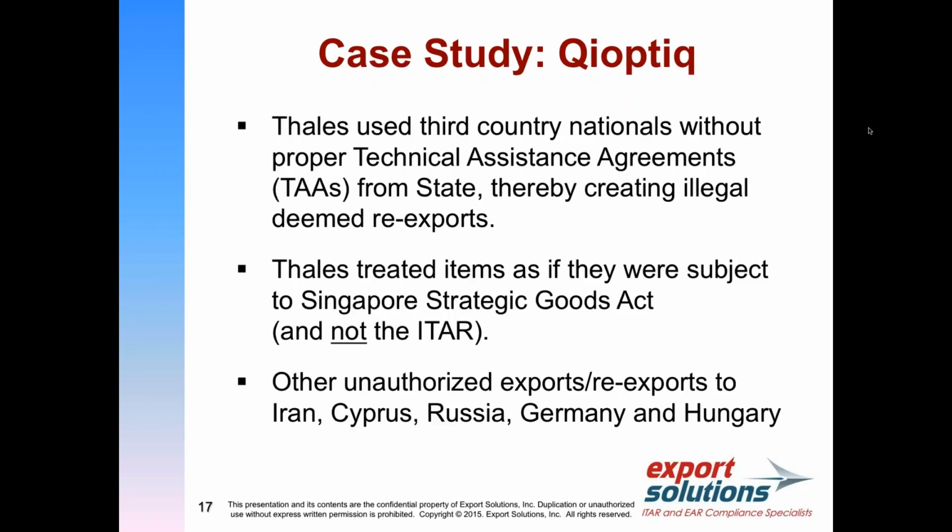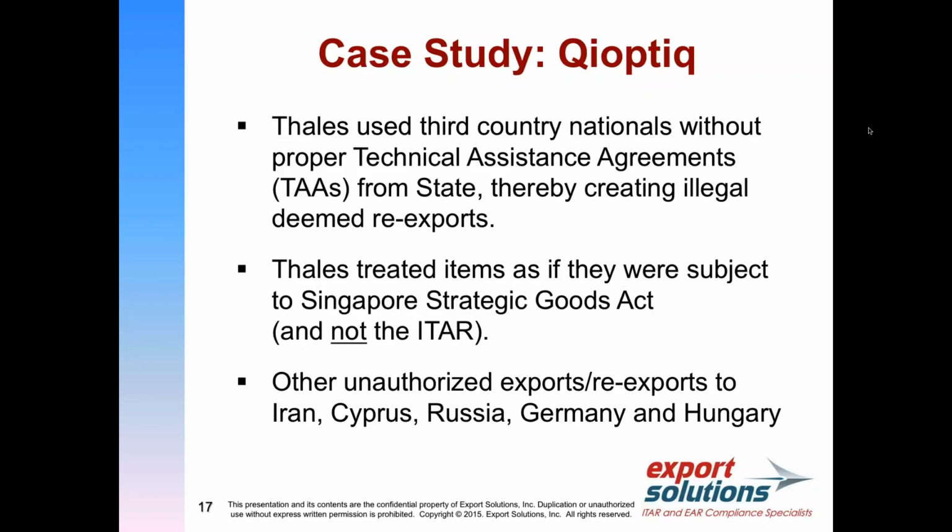A little more on this. Thales issued third country nationals without proper TAAs in place from the Department of State, and thereby they created illegal deemed re-exports. We'll talk about what deemed re-exports are in a couple of slides, but something doesn't actually have to change hands for it to be a deemed re-export. They treated the items as if they were subject to the Singapore Strategic Goods Act, not the ITAR. Remember, if you are doing business with the United States, in the United States or as a United States entity, nothing trumps the ITAR. It is the top thing, and other countries don't like it.